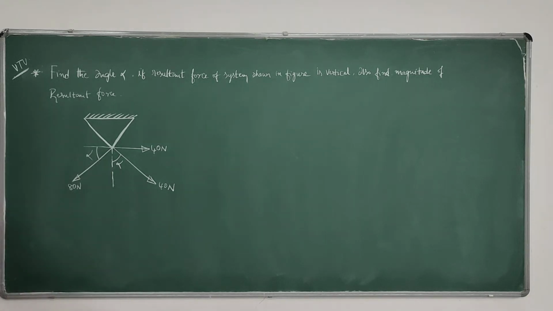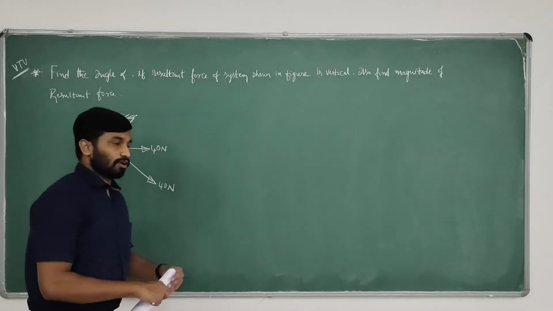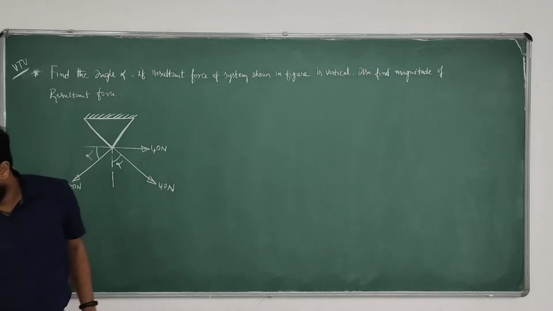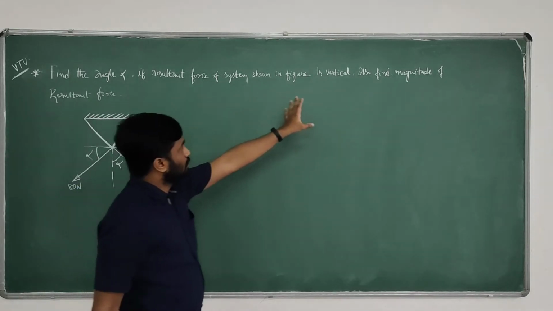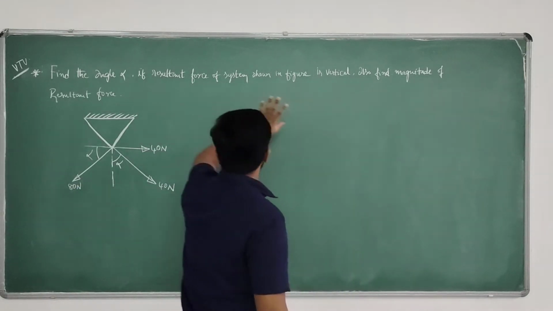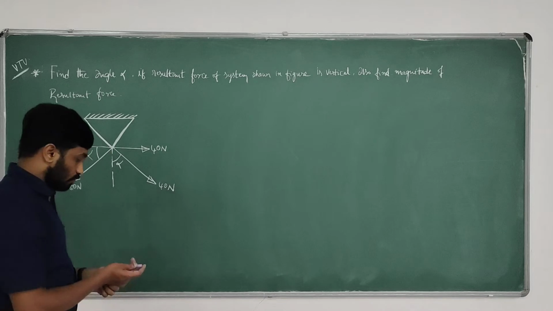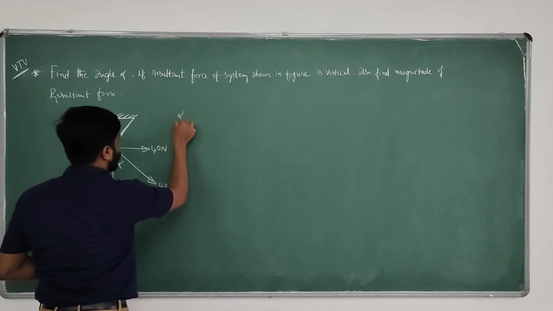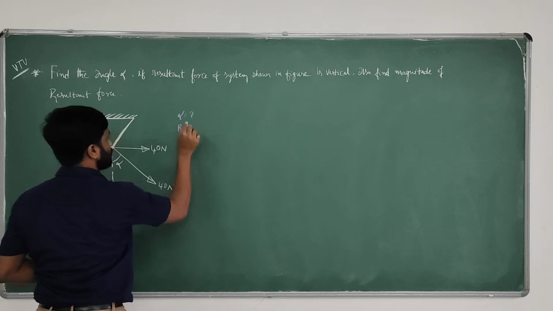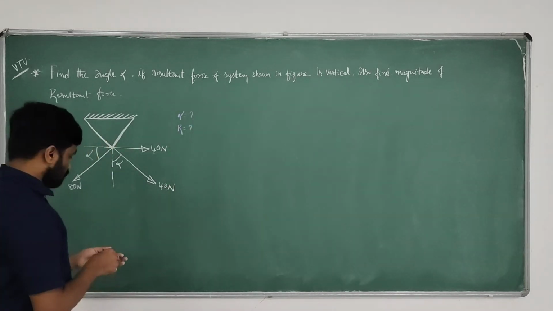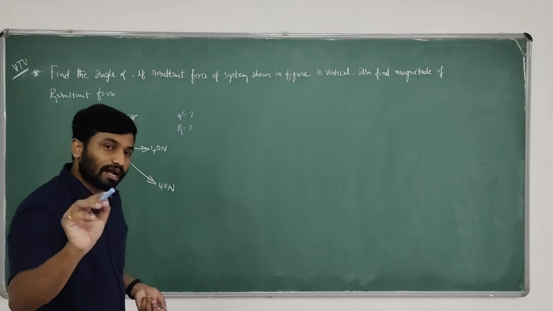So please observe the problem. What is asked in the problem? Find the angle alpha, and also find the magnitude of the resultant force. So ultimately we have to determine the alpha value and the R value. And in this particular problem they have given some condition.